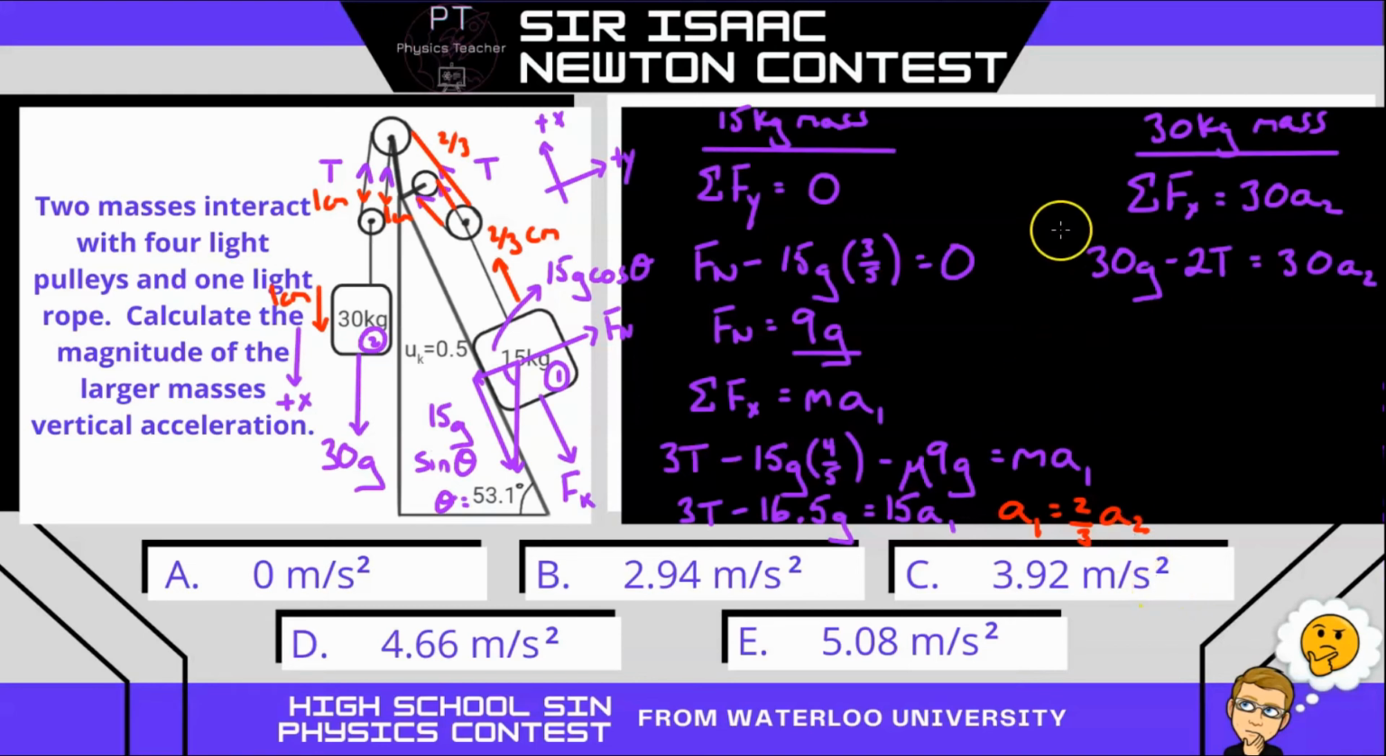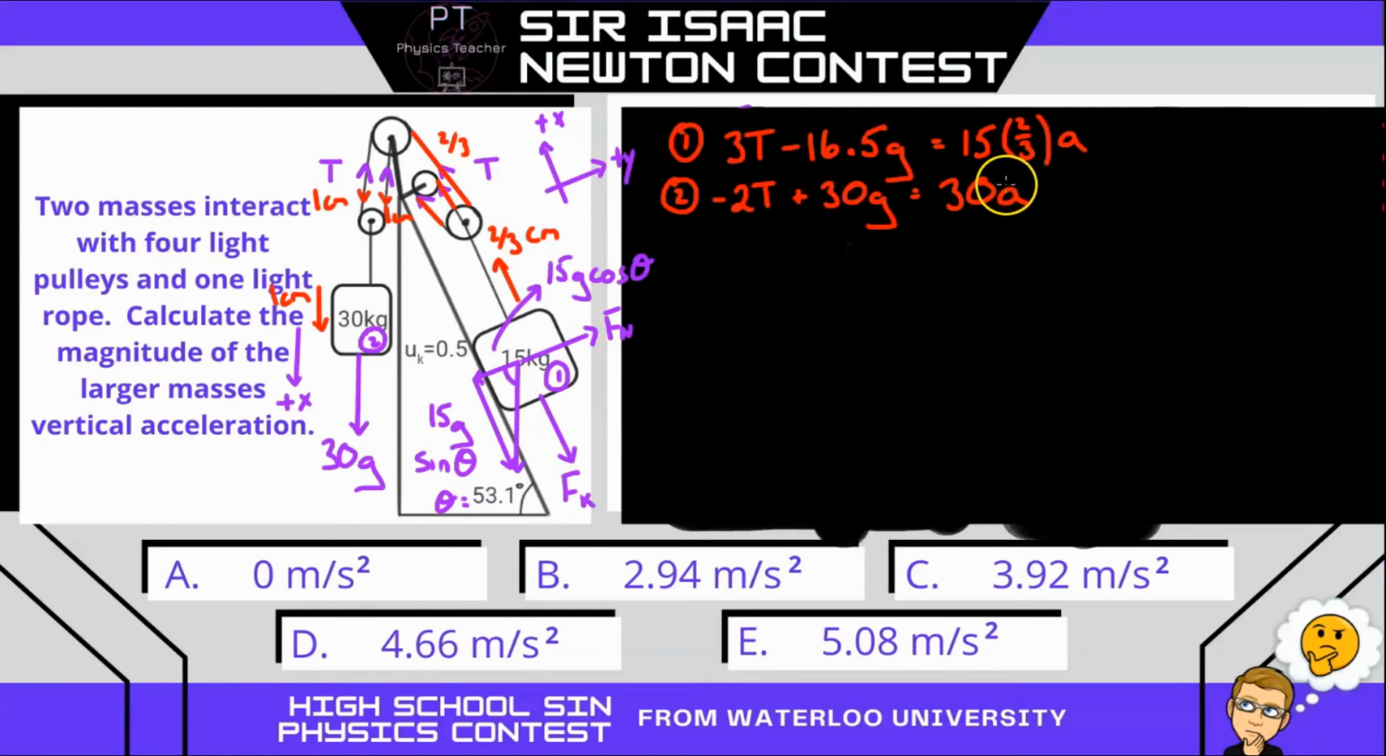So that leaves us with 2 equations. Here we have equation 1, I'll rewrite it here: 3T minus 16.5g equals 15, and instead of A1, I'm going to write 2/3 A2. And this is our second equation here. So now we're left with 2 equations with 2 unknowns, tension and acceleration. So we can rearrange and solve for acceleration.